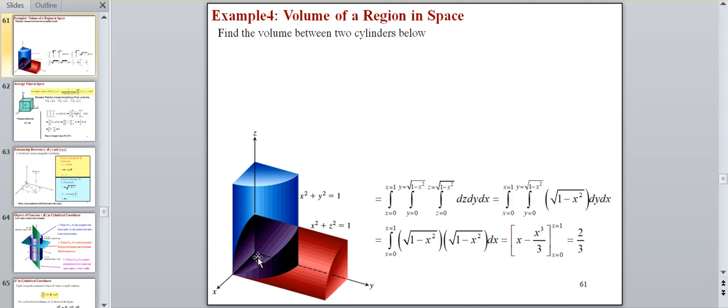And then look at here, x is from 0 to 1, right? X is from 0 to 1. So let's calculate the first integral with respect to z.